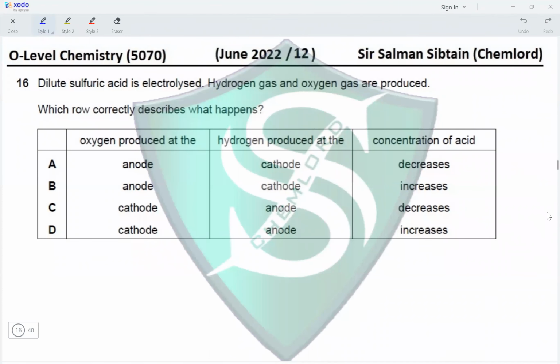Question 16. Dilute sulfuric acid is electrolyzed. Hydrogen gas and oxygen gas are produced. Which row correctly describes what happens? Okay, they're asking where oxygen is produced. So oxygen is produced at the anode because hydrogen ions are reduced at the cathode. Reduction takes place at the cathode and oxidation takes place at the anode. And oxygen is produced when water is oxidized. Water is oxidized to oxygen gas.